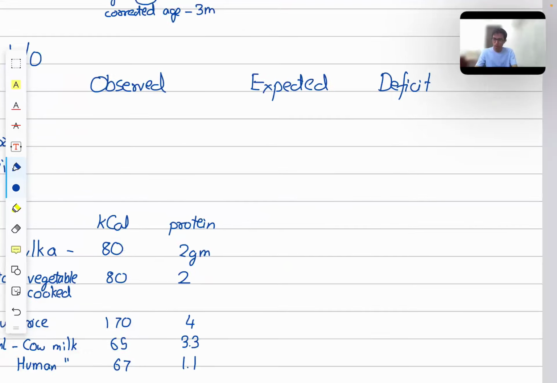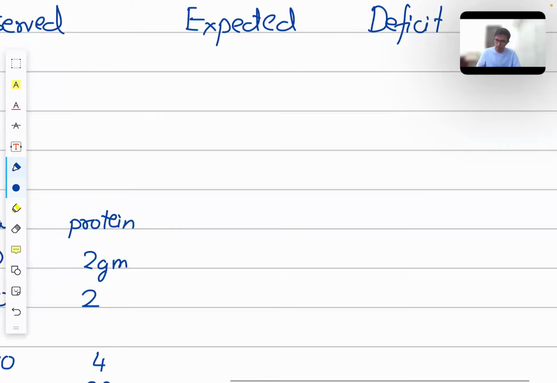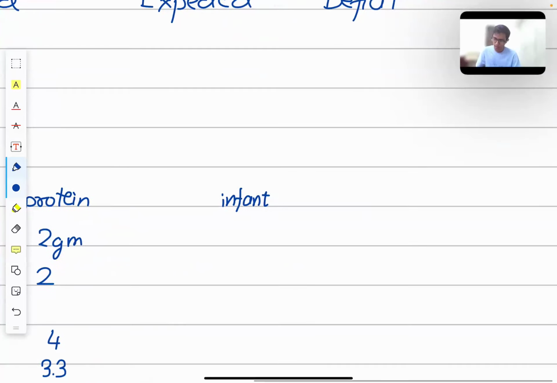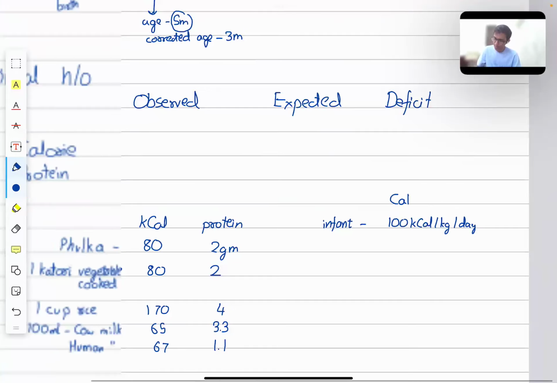Now, how do we know what is the expected value? So, in case of an infant who is less than 1 year of age, calorie will be 100 kilocalorie per kg per day. This is the expected value.